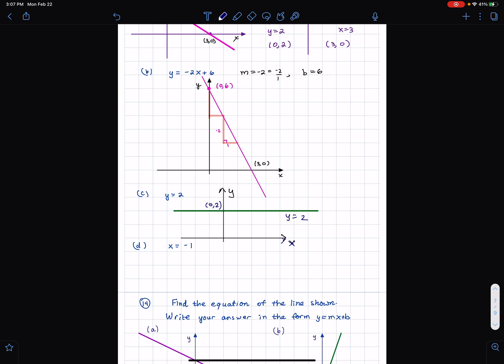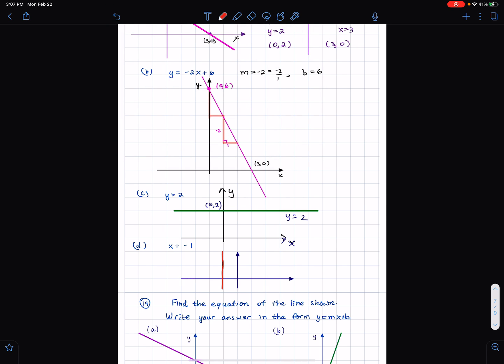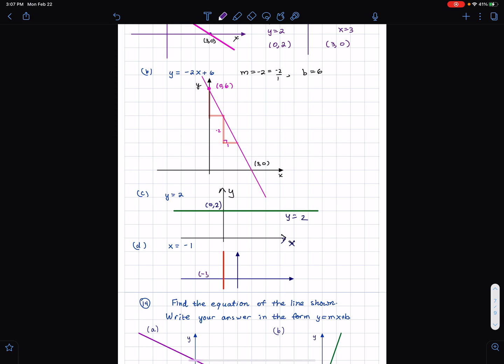And then for this next one, I have x equals negative 1. And let's see if I can just fit that in that last little bit of space here. So that's a vertical line, and it passes through the point (-1, 0). So that's x equals -1.